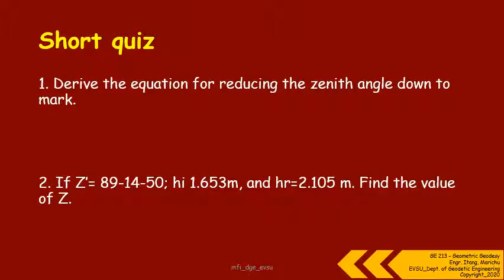So this is an exercise. I guess you can do it at home. Use the guide on the last slide to determine. So derive the equation for reducing the zenith angle down to mark. And for number 2, if we have Z prime 89, 1450, your height of the instrument is 1.653 and your HR is 2.015. Find the value of your Z. So you reduce the angle Z. So the answer I guess is not so far from the value of Z prime.